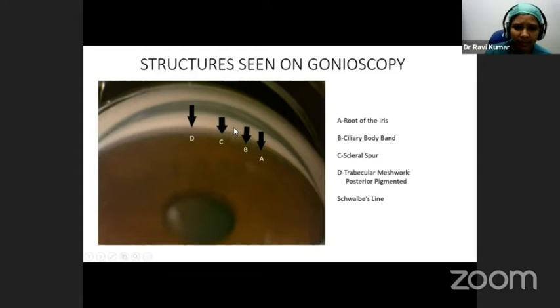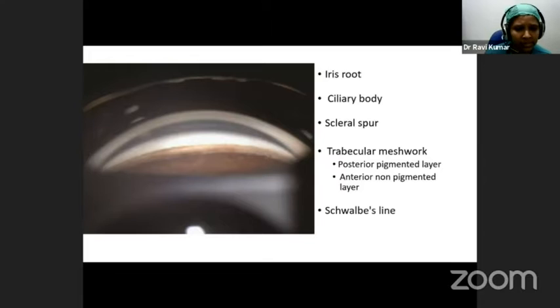However, the ciliary body band might not be seen in all patients. So mostly what we often see is the scleral spur as the posterior-most structure. Here we see the scleral spur, followed by the pigmented trabecular meshwork, and anteriorly the non-pigmented trabecular meshwork.